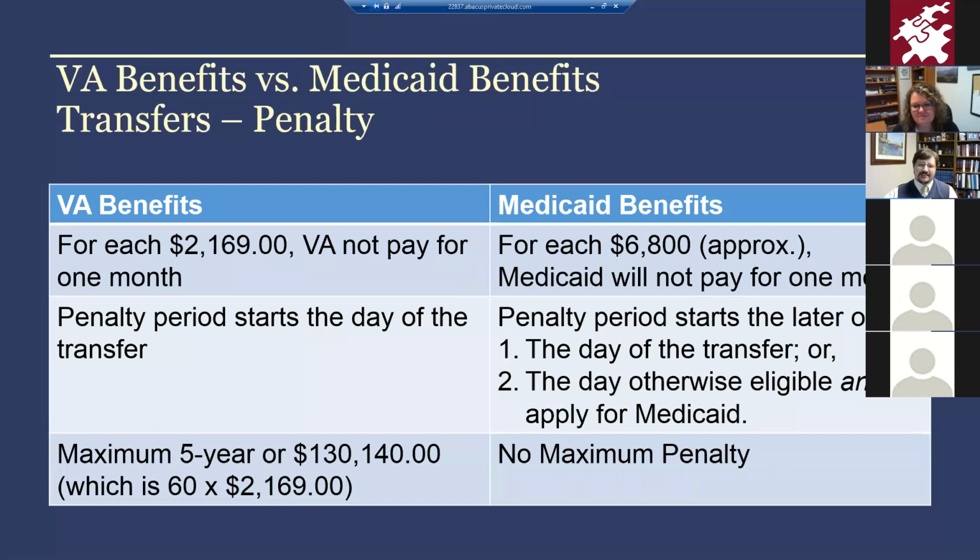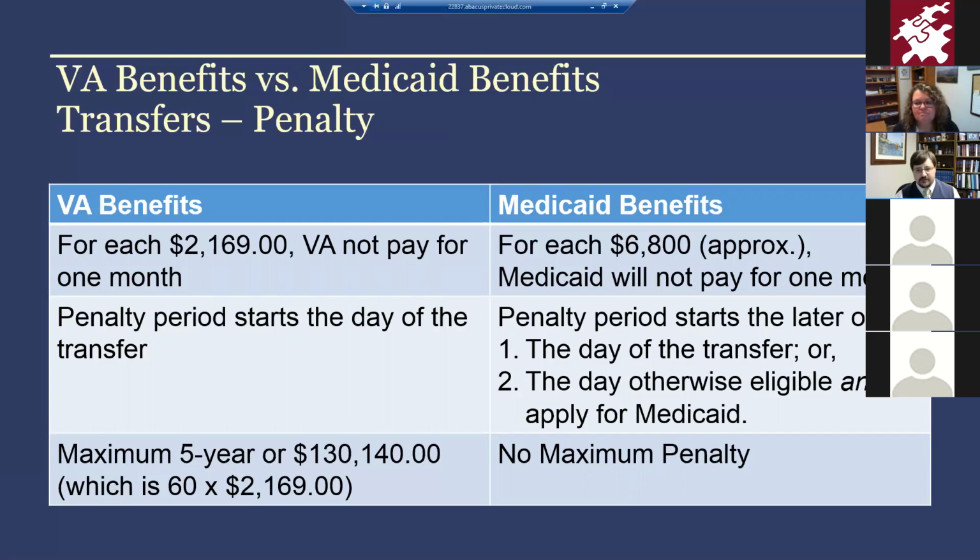And then the penalties, and this is another place where the two programs differ somewhat. For VA, for each $2,169 given away, VA is not going to pay for 1 month. The big difference here is that for VA, the penalty period starts the day of that transfer. And the other big thing with VA is that we're only going to penalize a veteran for up to $130,140 or for 5 years, 60 months. There's not an indefinite penalty period.